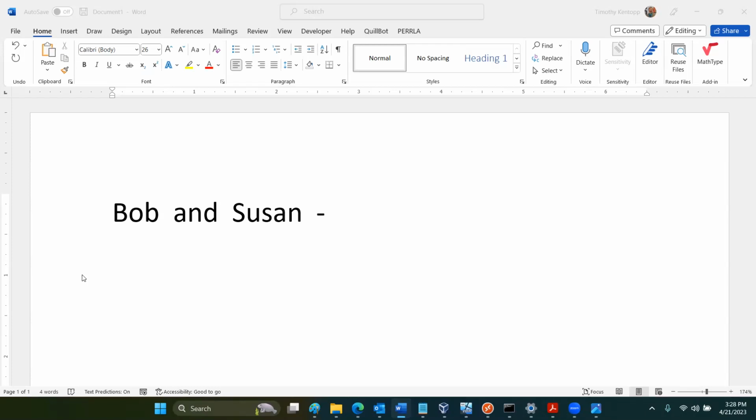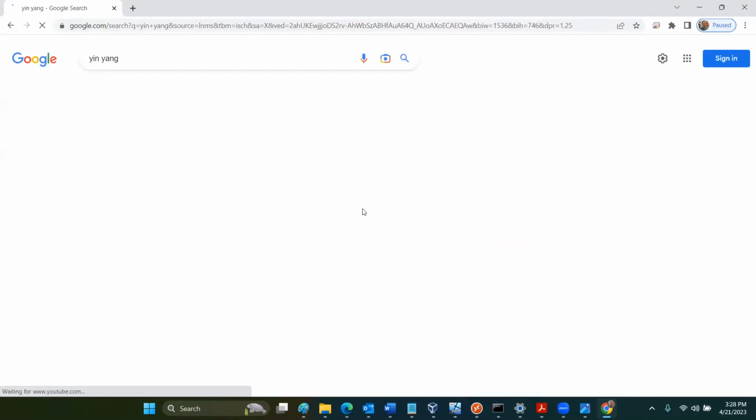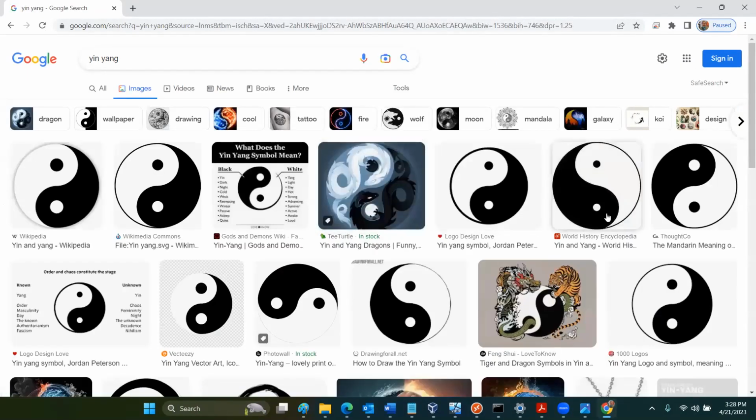Has anyone ever seen the yin and the yang symbol? The Chinese yin yang symbol? Yeah. All right. So would you say that each half of this symbol are exactly alike or kind of like similar and related? Similar and related.